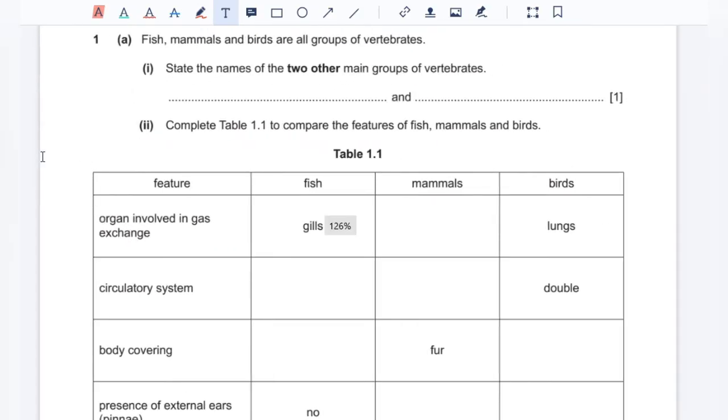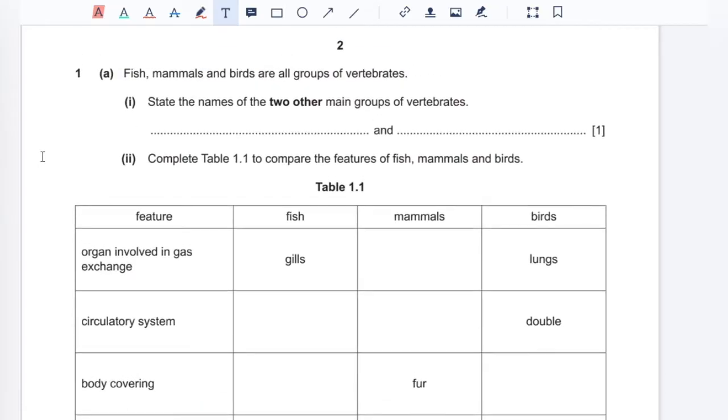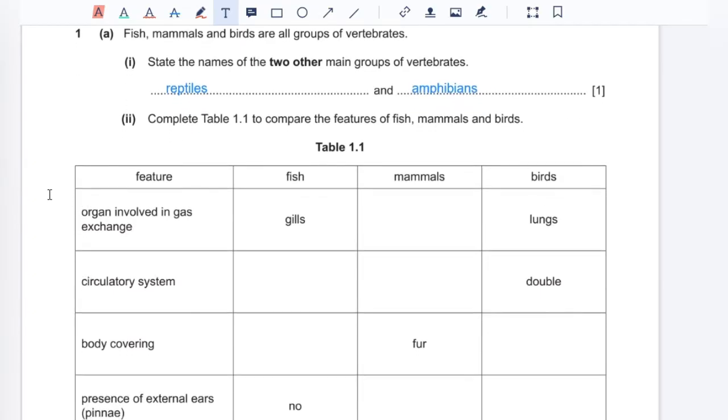Question 1a. Fish, mammals, and birds are all groups of vertebrates. 1. State the names of the two other main groups of vertebrates. Those are reptiles and amphibians. 2. Complete table 1.1 to compare the features of fish, mammals, and birds.